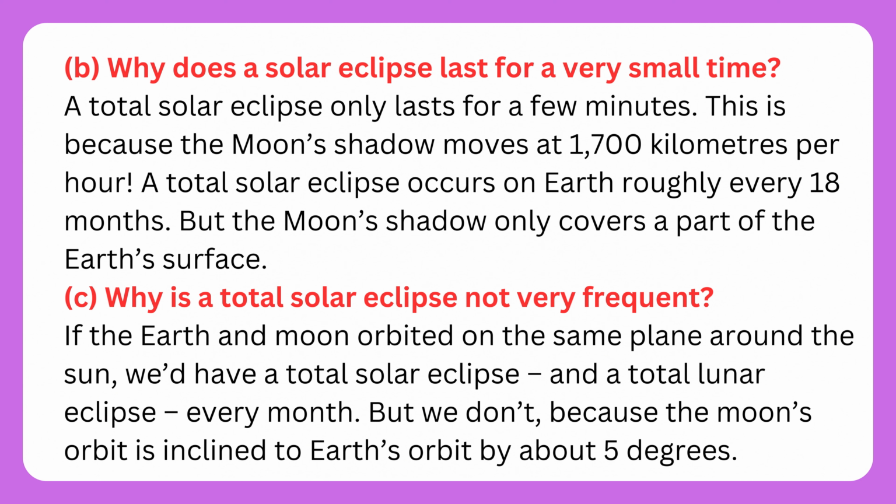C. Why is a total solar eclipse not very frequent? If the Earth and Moon orbited on the same plane around the Sun, we'd have a total solar eclipse, and a total lunar eclipse, every month. But we don't, because the Moon's orbit is inclined to Earth's orbit by about 5 degrees.